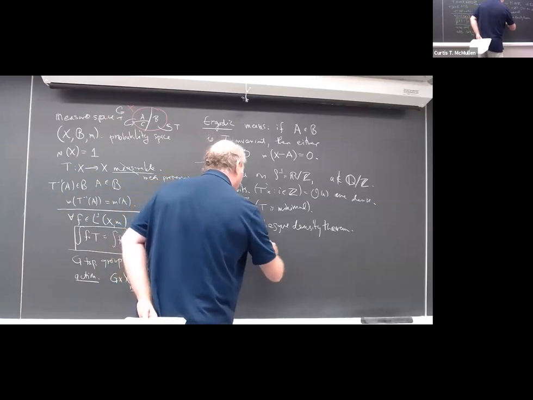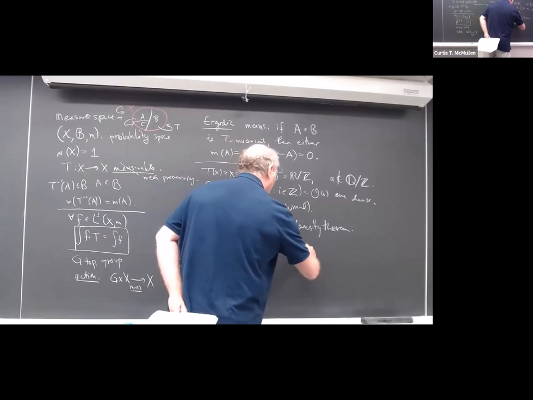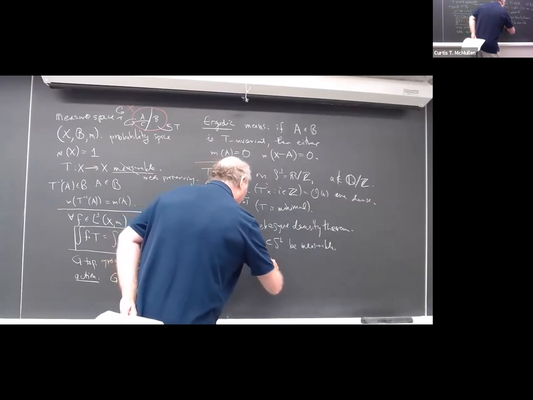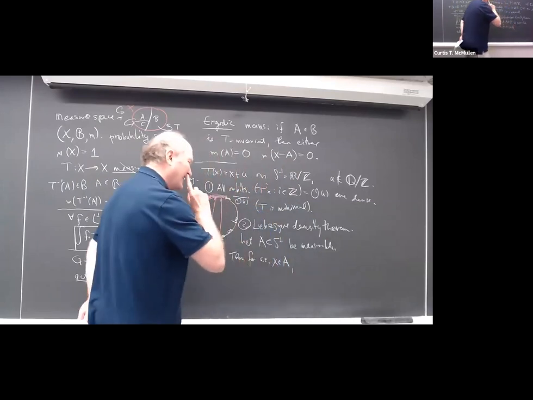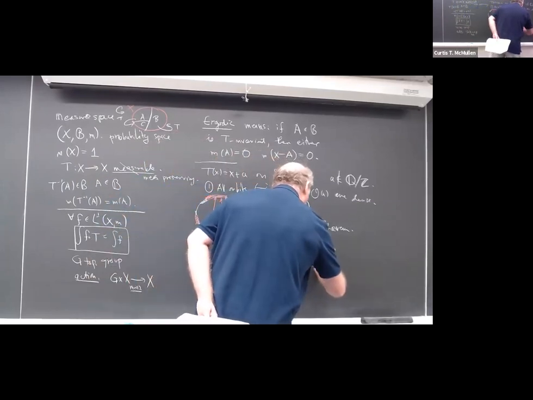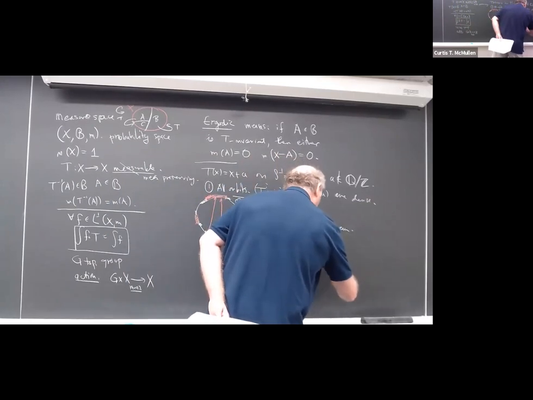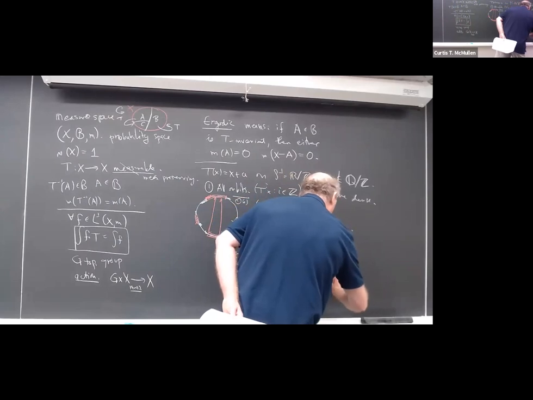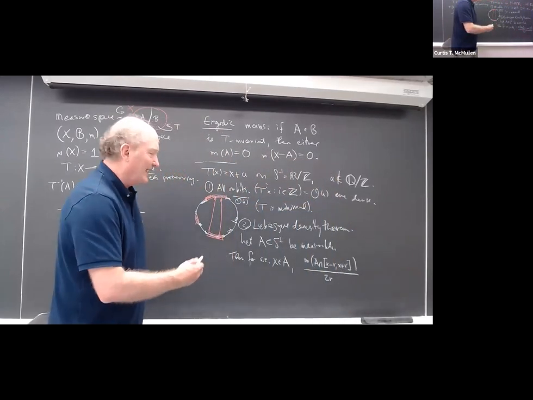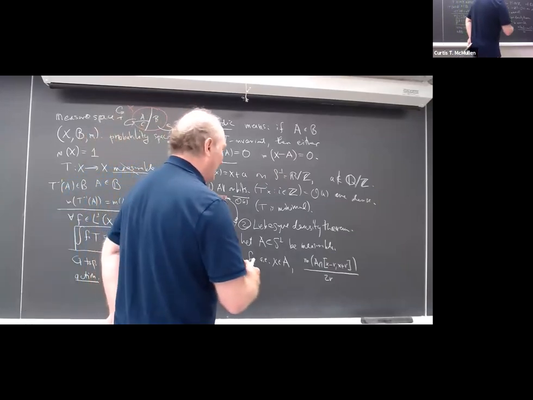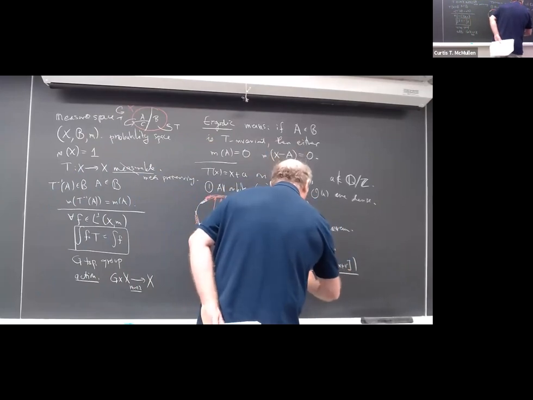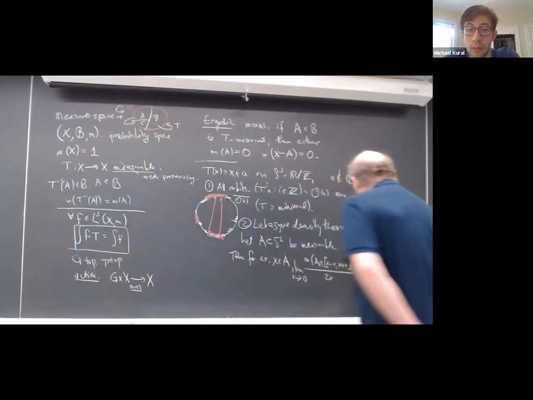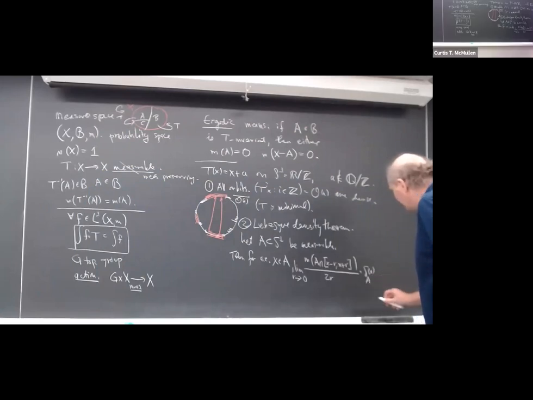So let A be contained in the circle, be measurable. Then, for almost every x in A, if you look at the measure of A intersect a small interval around this point, and you divide by the length of the interval, that's a measure of the density of x inside of this interval, that this limit as r goes to 0 exists. Let's call that the density of A at x. It exists and it's equal to 1.